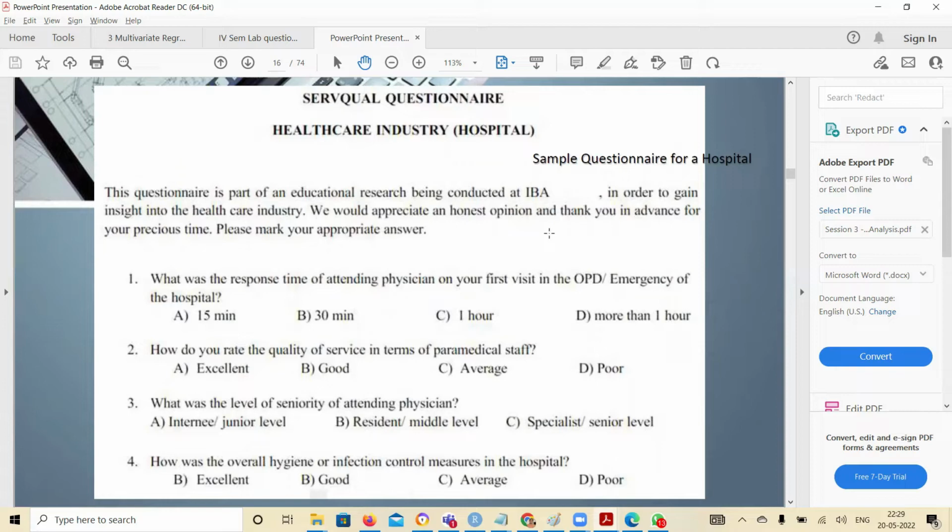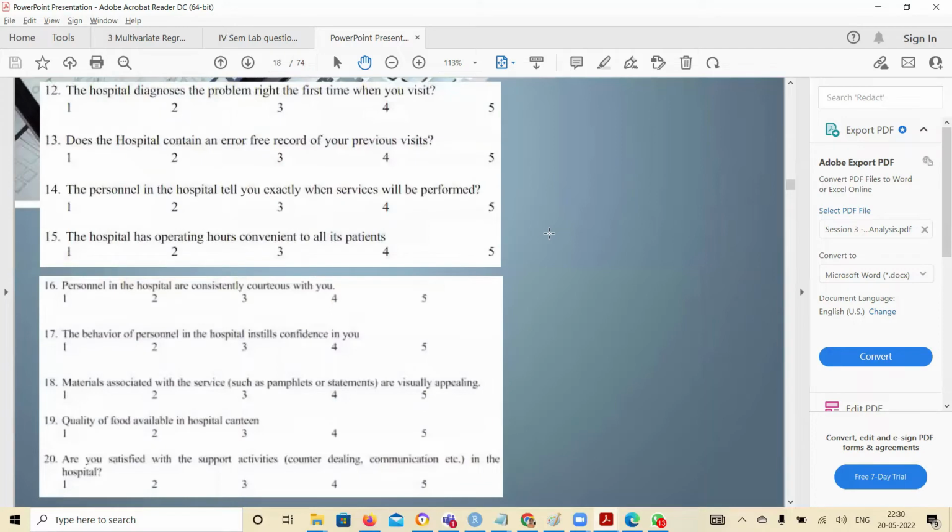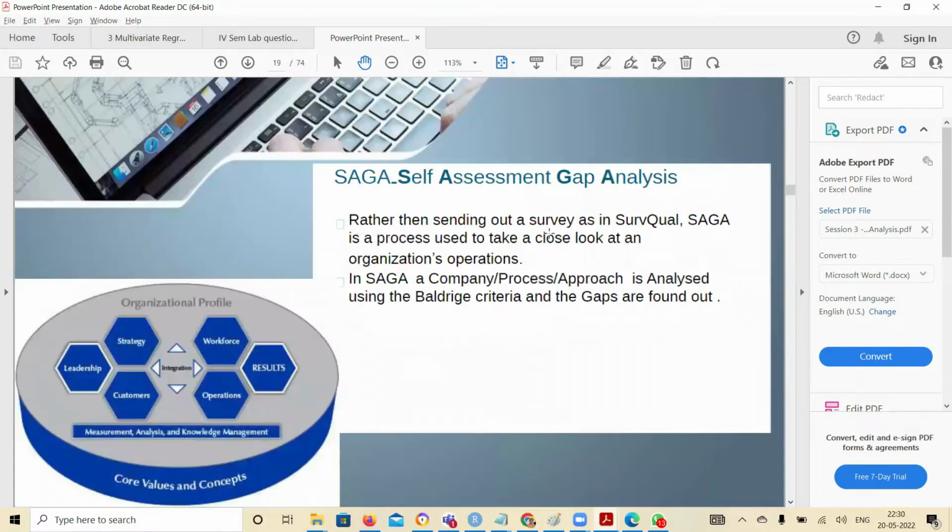So this is one example for a hospital. If the hospital wants to improve the quality of service, they create a questionnaire like this. What was the response time of the attending physician on your first visit in the OPD? How do you rate the quality of service in terms of paramedical staff? Excellent, good, average, poor. You analyze, and of course there are different techniques to analyze these questionnaires. The second method is called SAGA, self-assessment gap analysis.